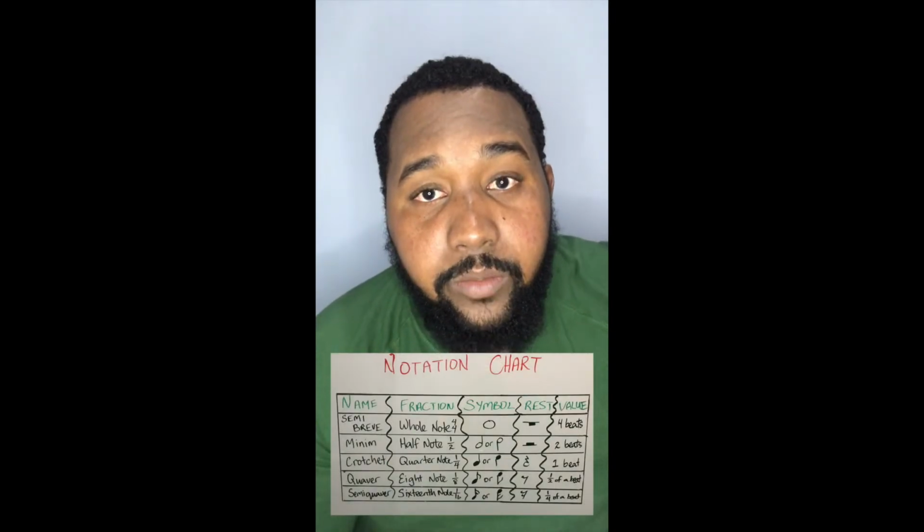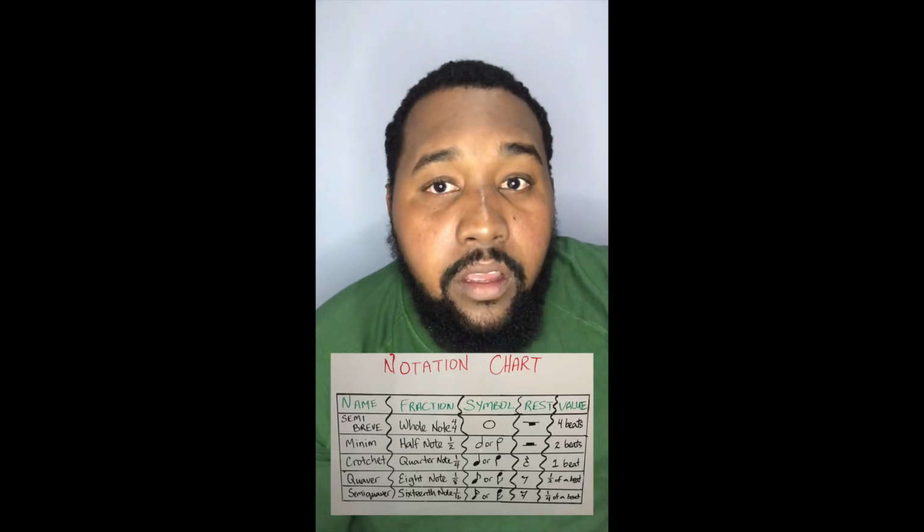So the first item we'll be looking at is the semibreve. Now this fraction for the semibreve is a whole, therefore it's also known as the whole note. It gets the name whole because the value of the semibreve is 4 beats, and each beat being a quarter. When we have 4 quarters, we know that we get a whole, right? The symbol for the semibreve is a semicircle or an oval, and the rest looks like an upside down hat.